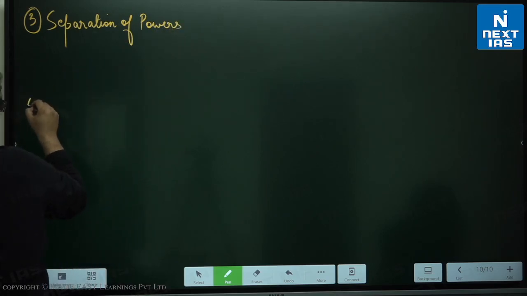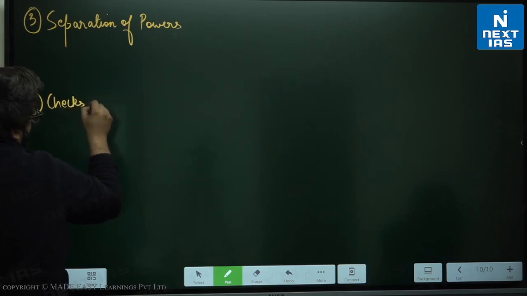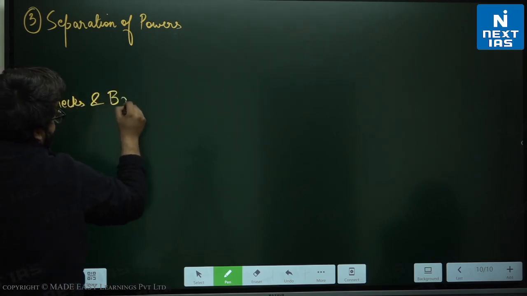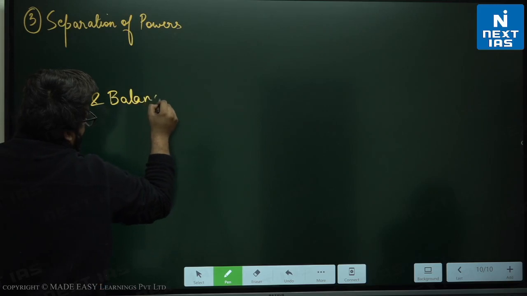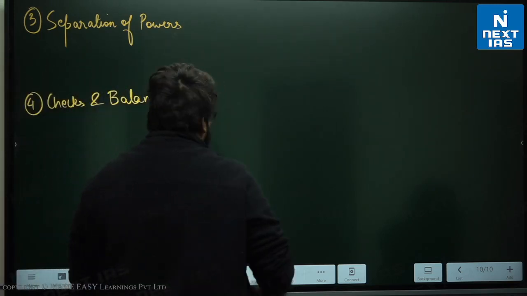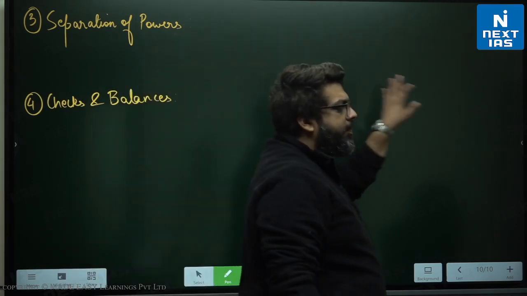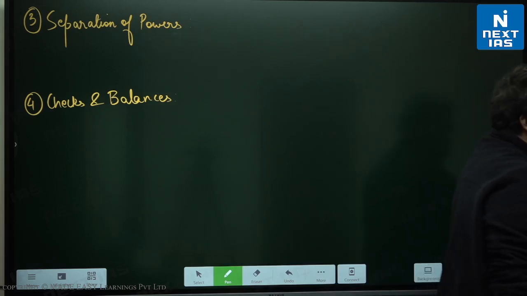The fourth rule is checks and balances. Okay. Now, let's understand this firstly through an unrelated example, and then we will of course understand it through polity.